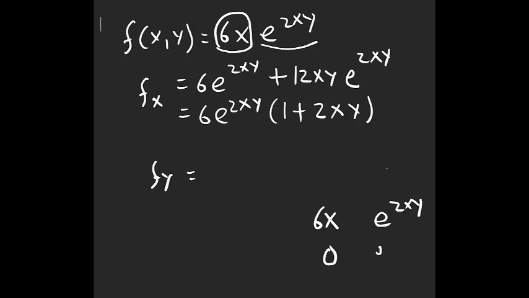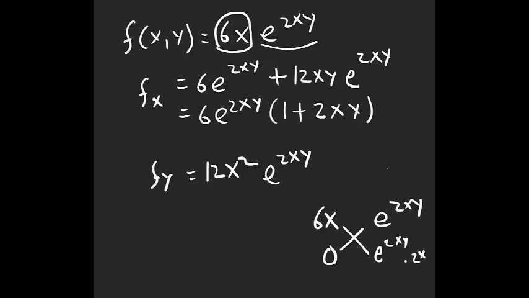This one will give me e to the 2xy times 2x, because I'm doing it with respect to y now. So this goes to 0, and then you have that one, which is 6x times 2x, 12x squared, e to the 2xy. That's all. You got it?